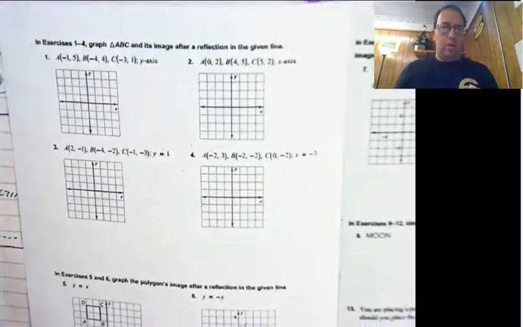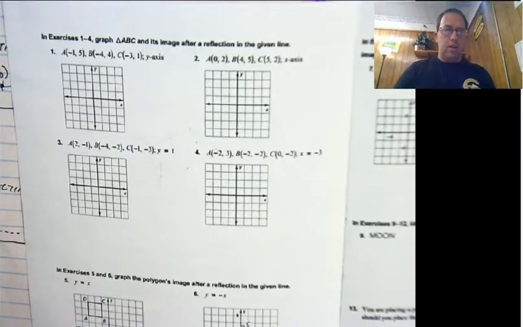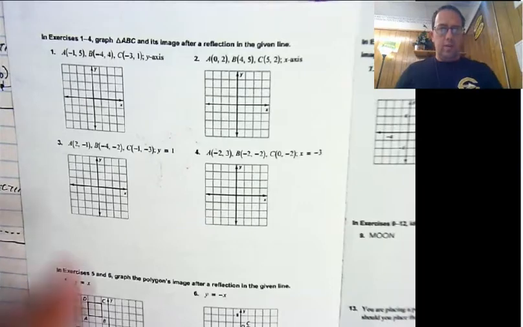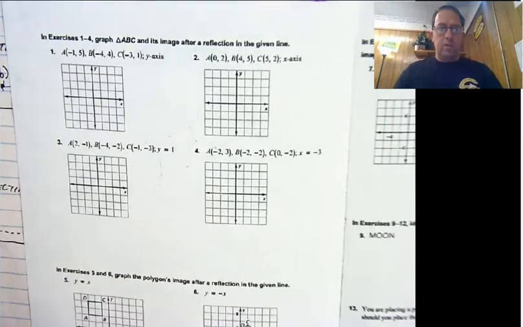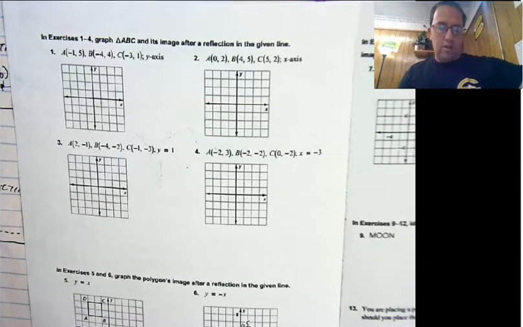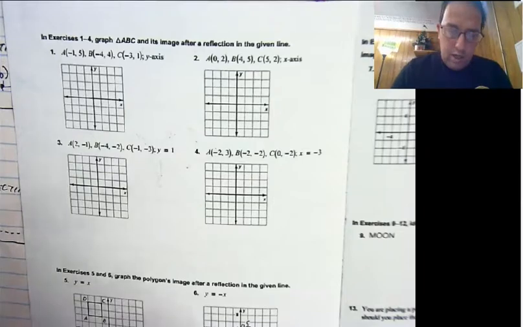Let's do some examples. All right, so exercises 1 through 4: we want to graph triangle ABC and its image after the reflection in the given line. Remember, what we're given comes first. This is the pre-image. The new one is the image. So let's take a look at this. We need to graph triangle ABC first.